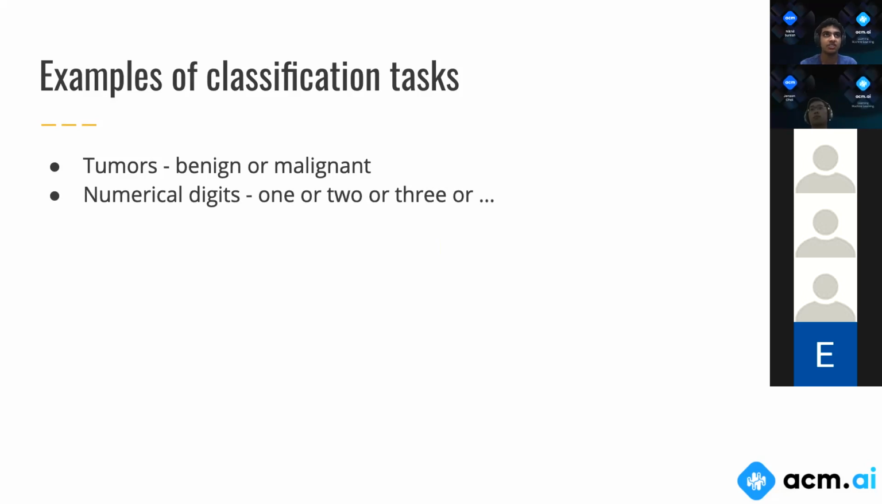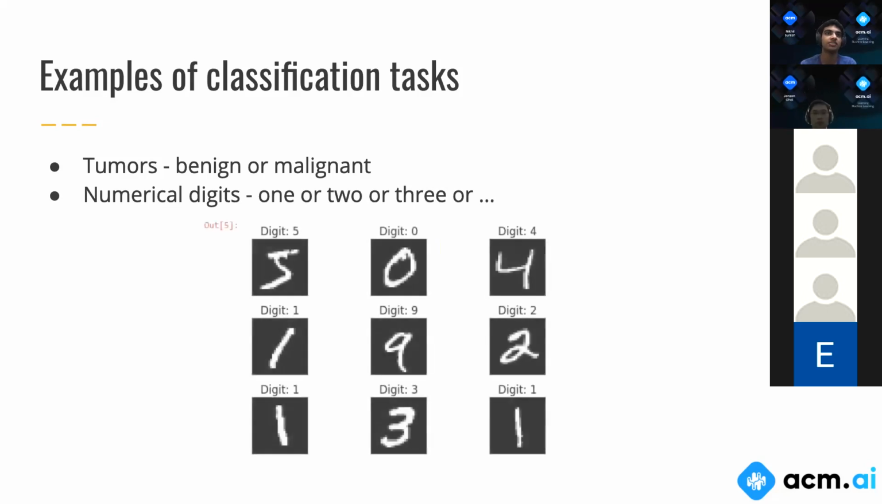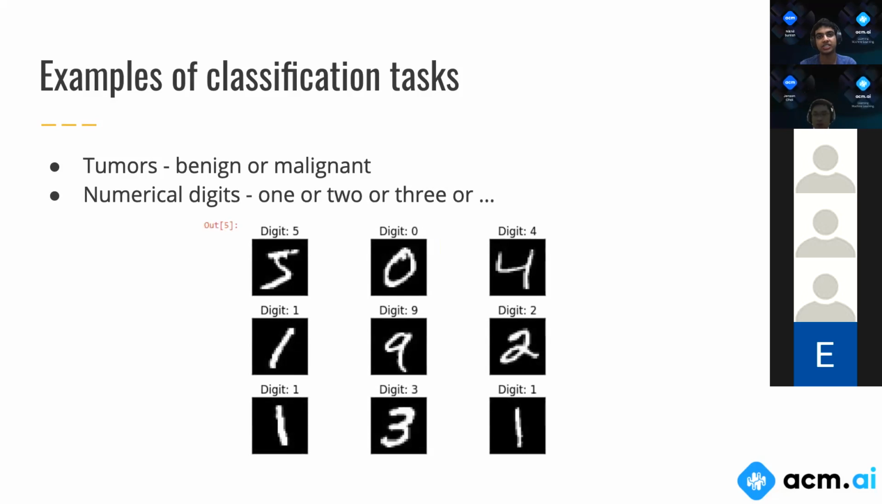Another really famous case is numerical digits. If someone writes a number on a paper, is that a 1 or a 2 or a 3? So this is an example. There's a really famous data set called MNIST, which is basically a bunch of handwritten numbers or digits, which can be used to predict numbers.